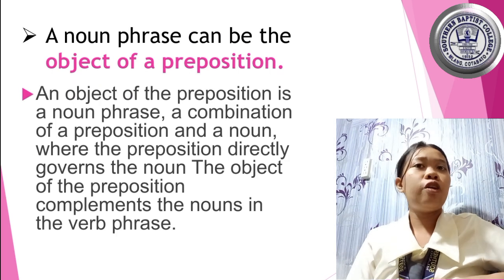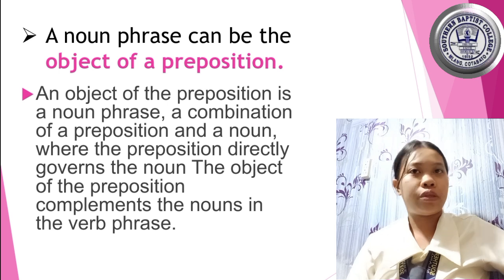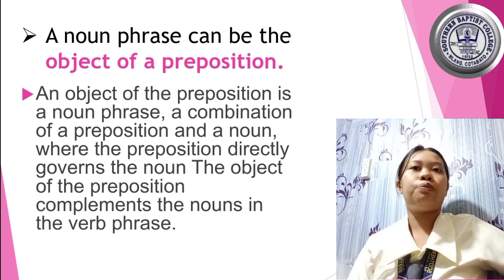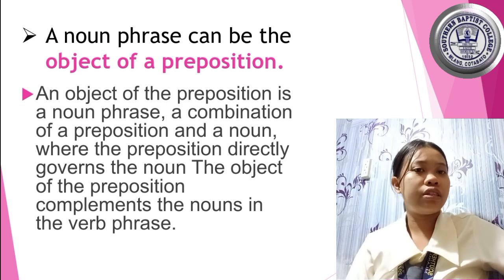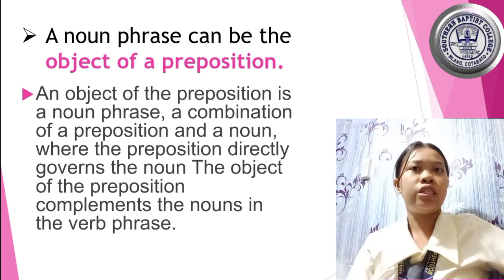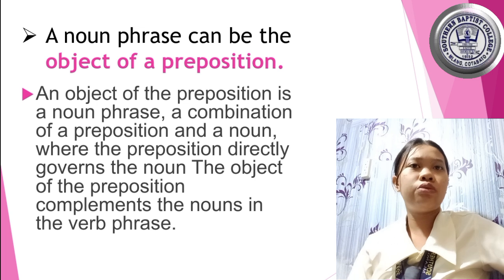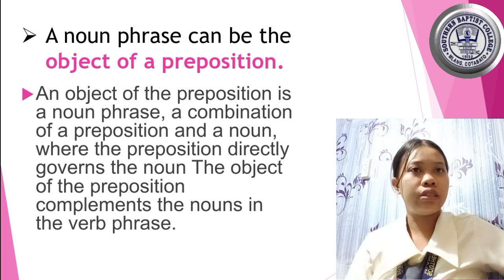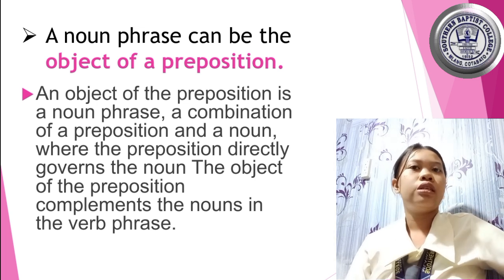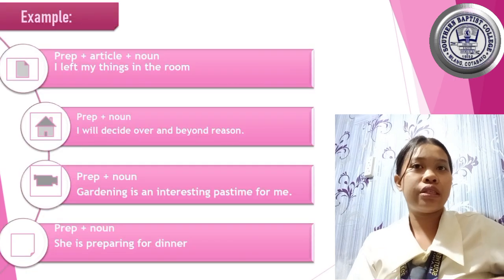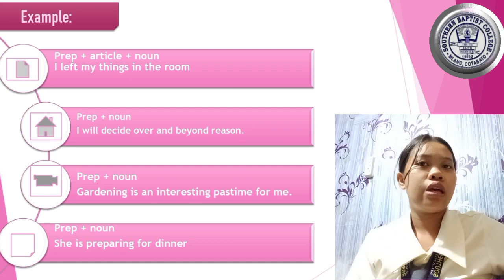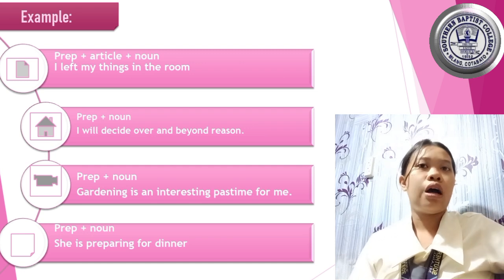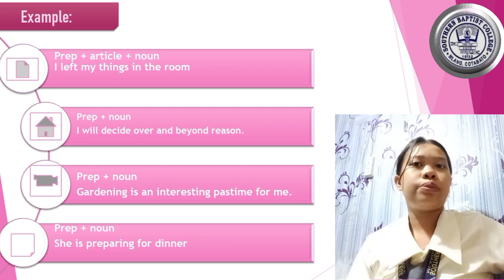Third, a noun phrase can be an object of a preposition. An object of the preposition is a noun phrase, a combination of preposition and a noun, where the preposition directly governs the noun. The object of the preposition complements the noun in the verb phrase. So here are the examples. I left my things in the room. That's preposition, article, and noun. I will decide over and beyond reason. That's preposition plus noun.